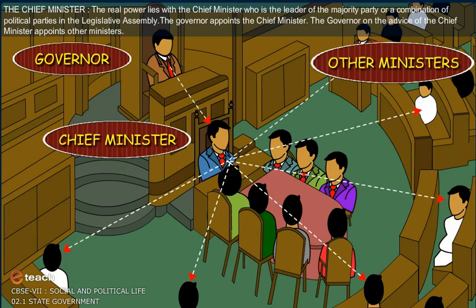The Chief Minister. The real power lies with the Chief Minister, who is the leader of the majority party or a combination of political parties in the Legislative Assembly. The Governor appoints the Chief Minister. The Governor, on the advice of the Chief Minister, appoints other ministers.